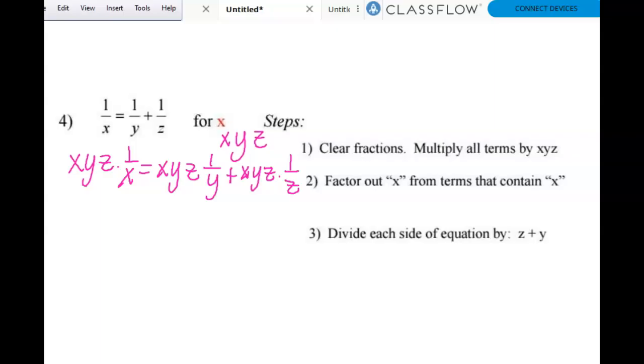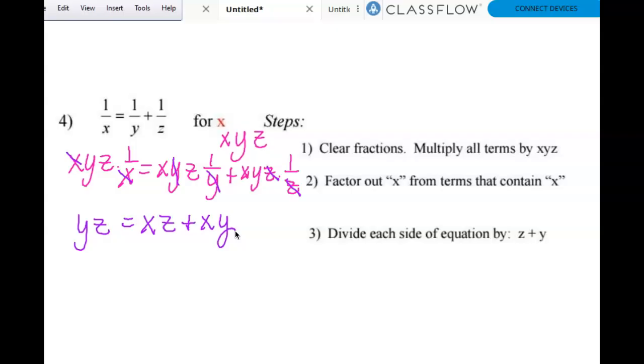So y'all, what cancels here on the first term? The x cancels, and it leaves me yz. What cancels here? And that leaves me xz. And what cancels here? Okay, so now the fractions are gone.